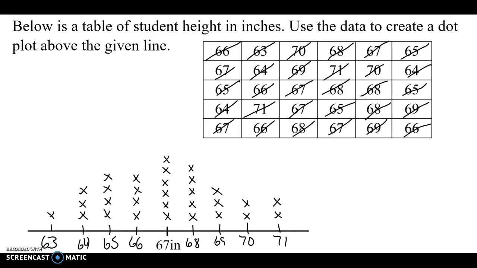So after plotting our data, first of all, what was the most frequent height? 67. Yeah, 67. So now that it's in a dot plot, it's pretty obvious. What was the least frequent height? 63. Okay. Does anyone know what we call this kind of shape? Someone yesterday knew it. A mountain. I'll give you a hint here.